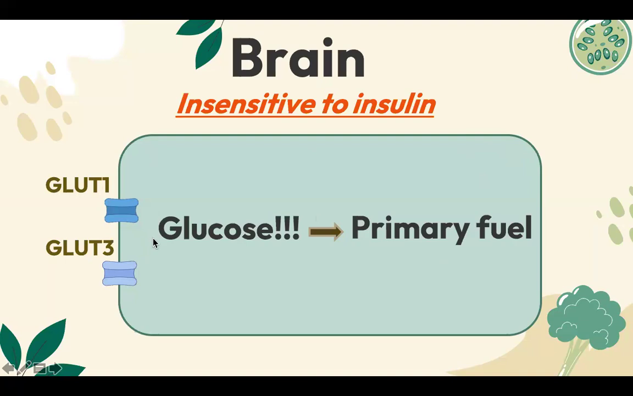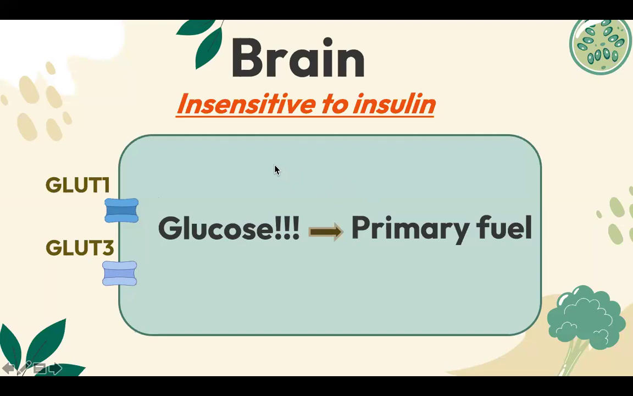Now, since we said the brain is insensitive to insulin, do you think GLUT1 and GLUT3 would be activated by insulin? Before, if you remember, we said insulin activates GLUT4, right? It's another glucose transporter. So in this case, do you think GLUT1 and GLUT3 would be activated by insulin? No. Okay. Yes, this is all we have to remember for the brain.